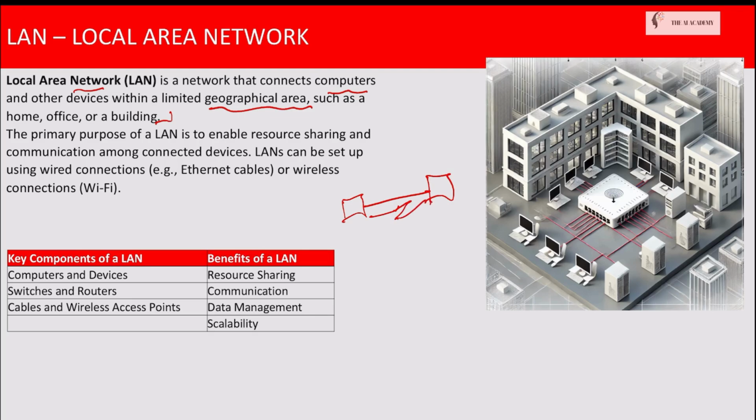The key components of a LAN are computers and devices. These include desktops, laptops, printers, and other network-enabled devices. Then the switches and routers, where switches connect multiple devices within the LAN, while the routers connect the LAN to external networks, such as the Internet. The cables and wireless access points facilitate the physical or wireless connection between devices.